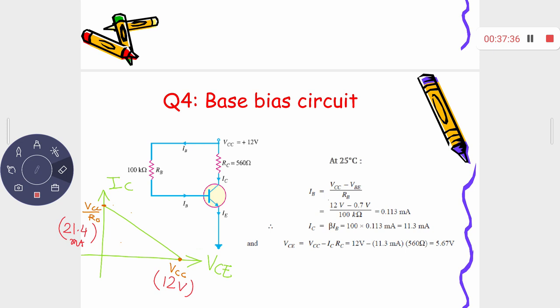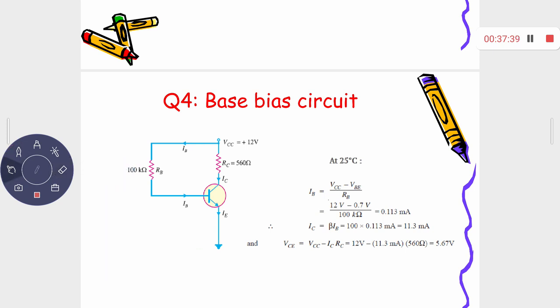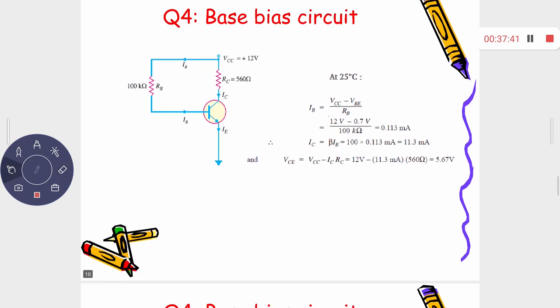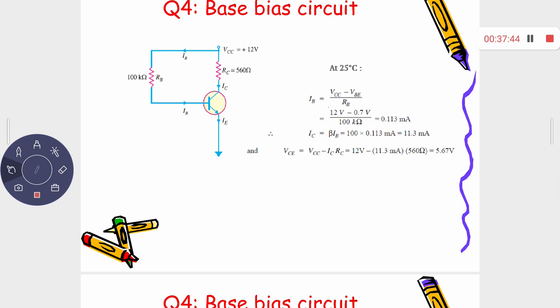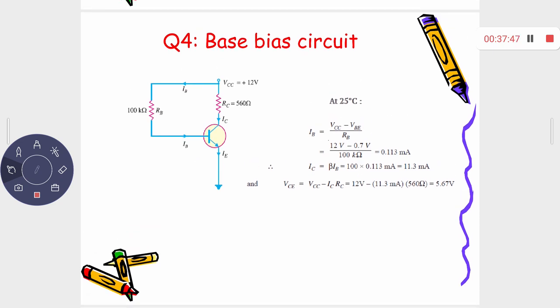What is the percentage change? What is the new IC? New IC? VCC by RC. No, that is IC max resulting from the load line itself. That is a maximum value, that means the maximum value of IC that you can get out of this circuit.